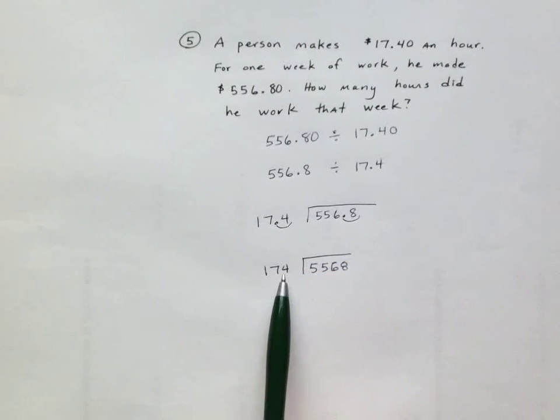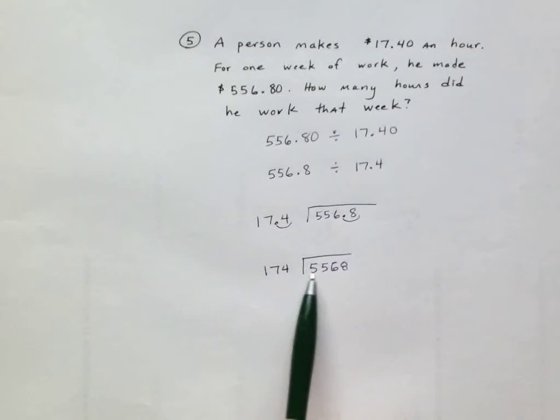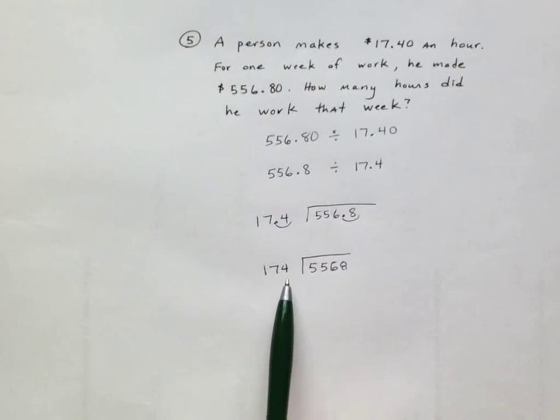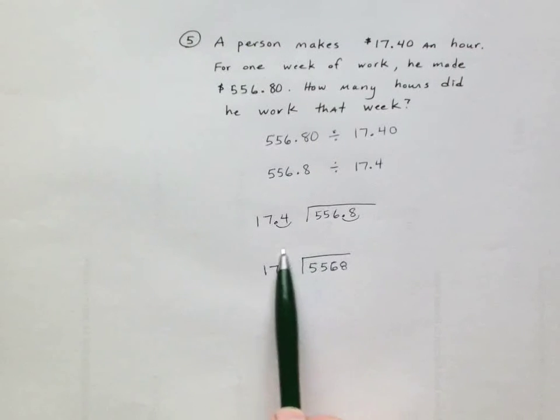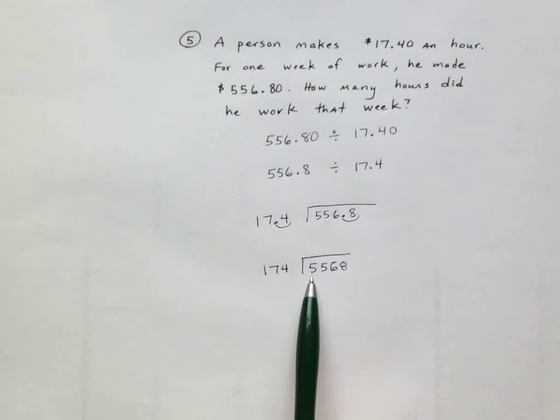Now, to be honest with you, when I look at 174 dividing into 5,568, I don't automatically think, oh yeah, that probably goes 7 times. I don't know. But for one thing, if I put a 7 right here, I would have 7 times this, which means the number would start with 7, which is too big. So you could use a guess and check method like that.